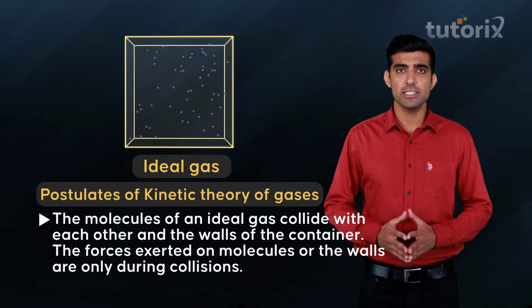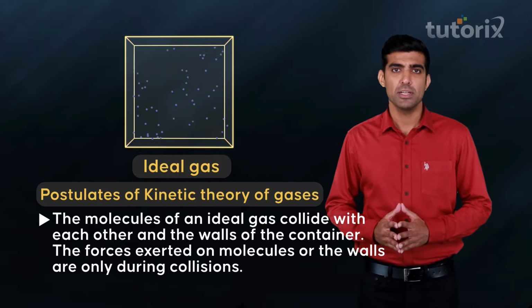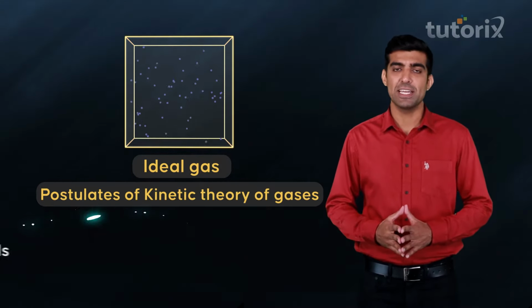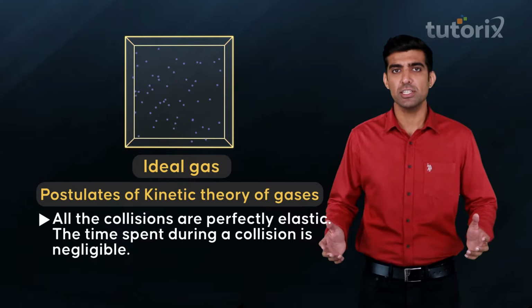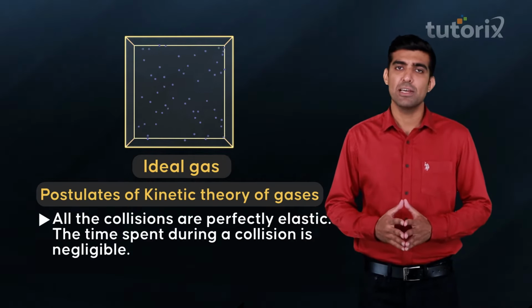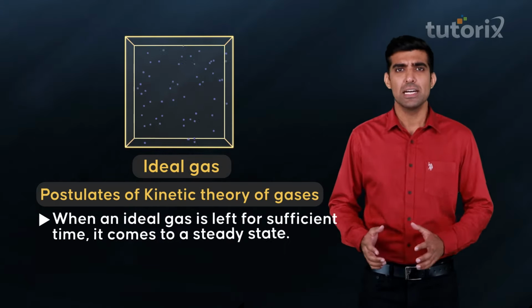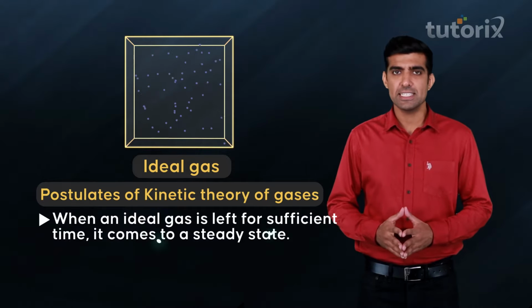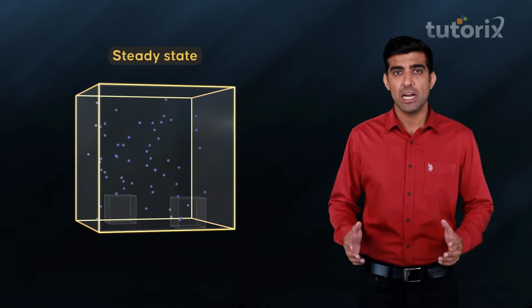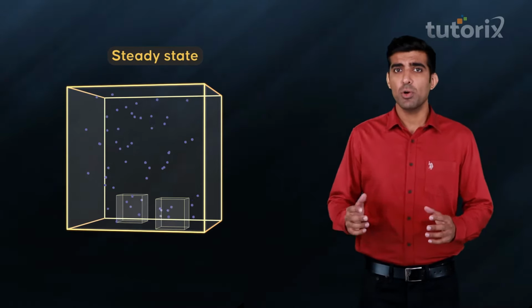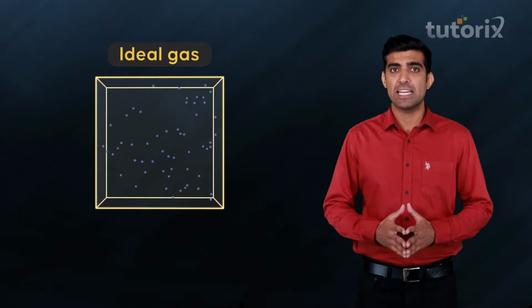All the molecules are considered negligibly small. Therefore, no forces of electrostatic as well as gravitational interaction come into play. The molecules collide with each other or with the walls elastically, and therefore no kinetic energy is lost between two collisions. After a while, a steady state is reached. In steady state, any two units of volume have similar properties like pressure, temperature, number of molecules, and molecular velocity distribution.